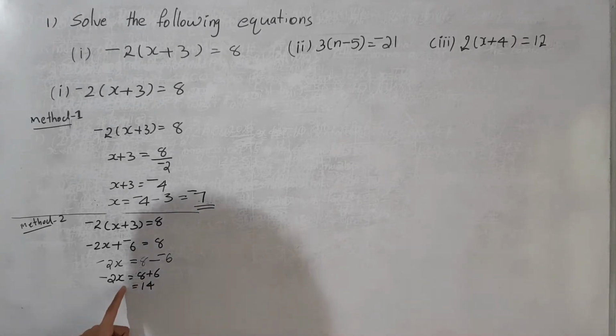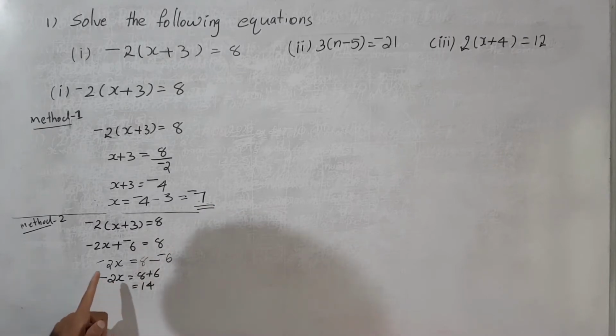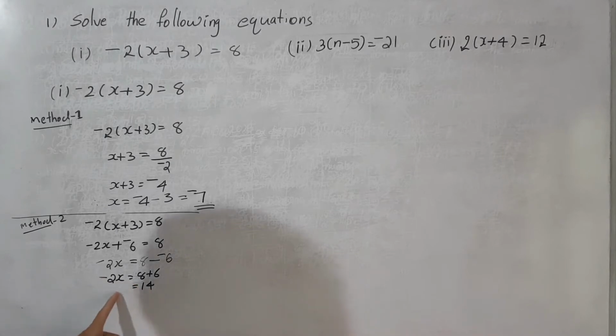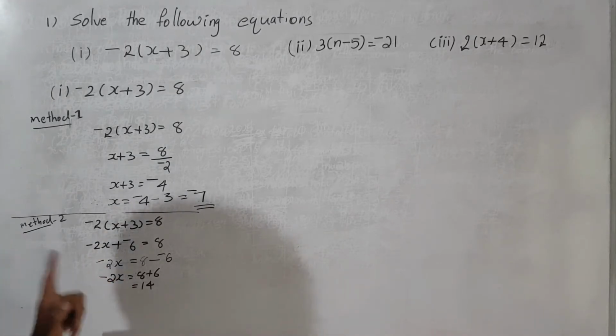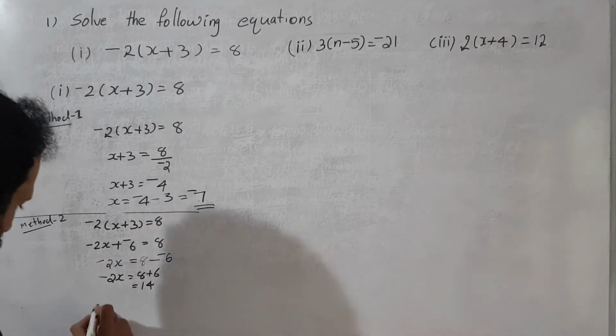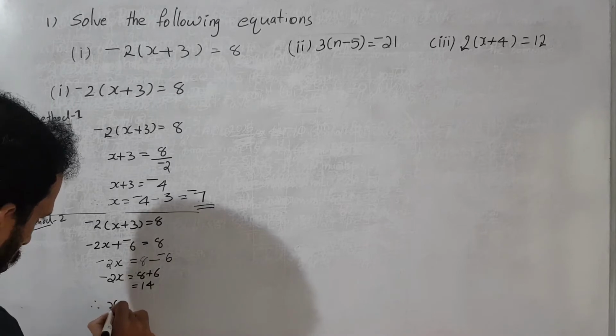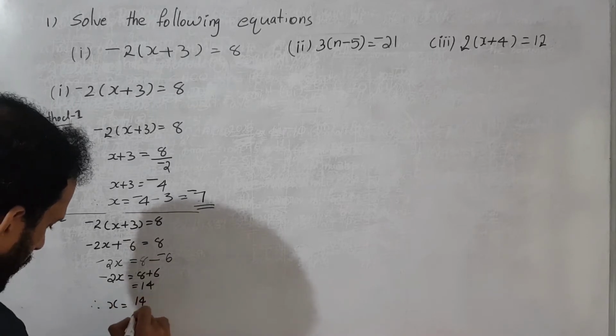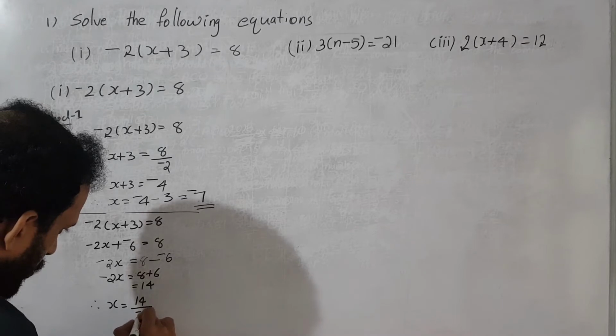Then for getting the value of x, we need to remove minus 2, not 2, minus 2, correct? Then we need to transpose minus 2 from LHS to RHS. Then what are we doing here? Minus 2x means minus 2 into x. So we multiply minus 2 and x. Then at the time of transpose, what is the change? Divide. Therefore, x is equal to 14 divided by minus 2.